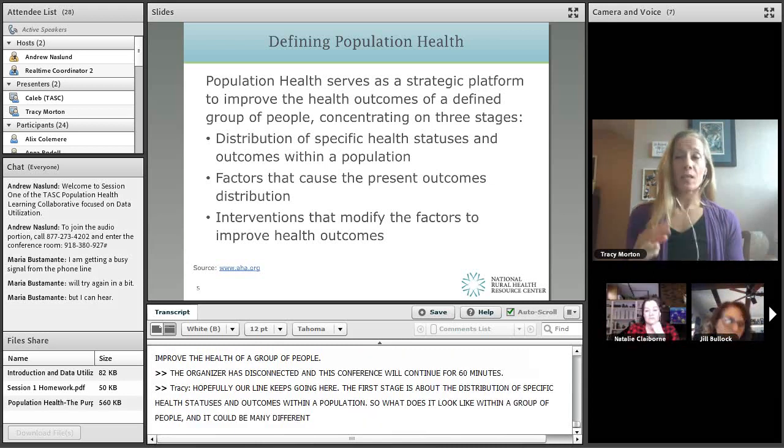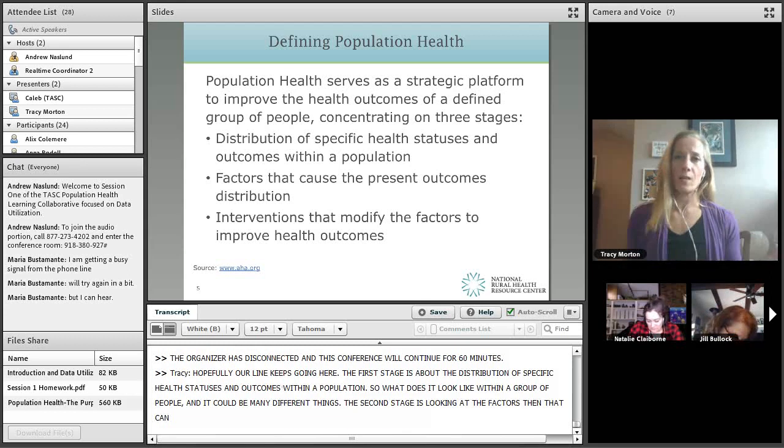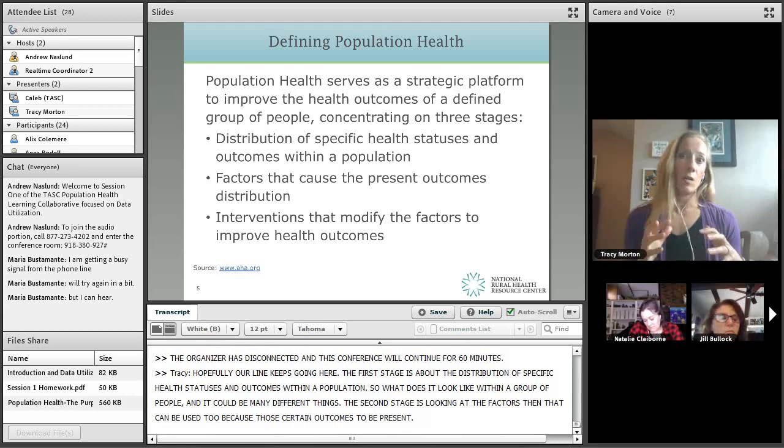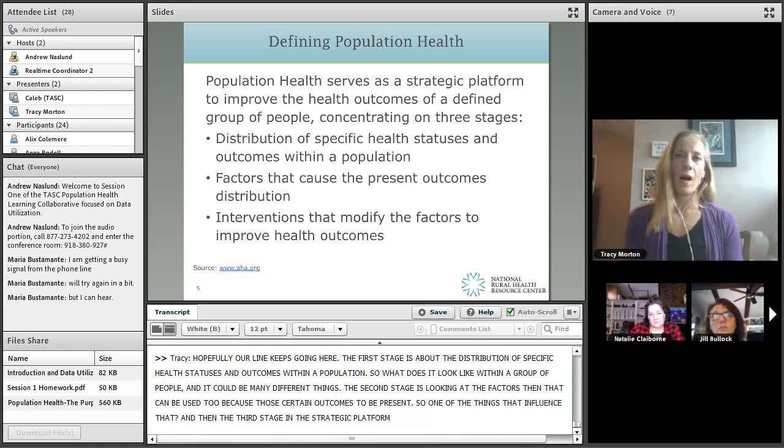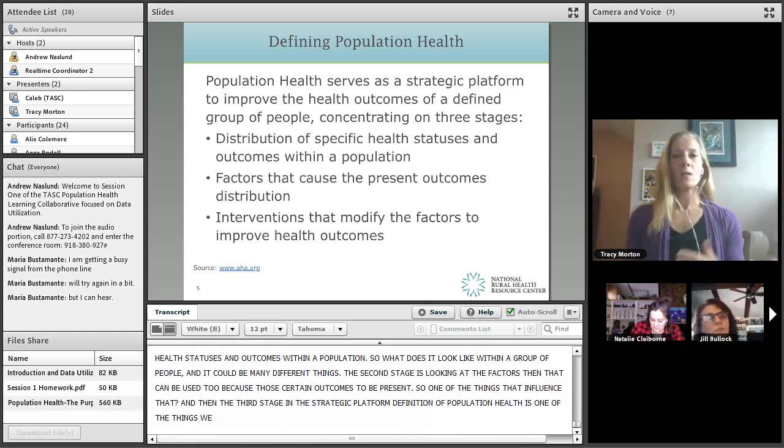The first stage, and hopefully our line keeps going here, is about the distribution of specific health statuses and outcomes within a population. So what does it look like within a group of people that we're talking about? It could be many different things, diabetes, whatever.